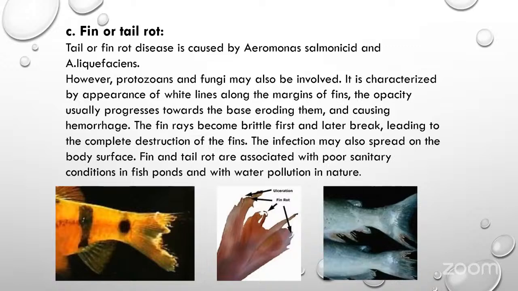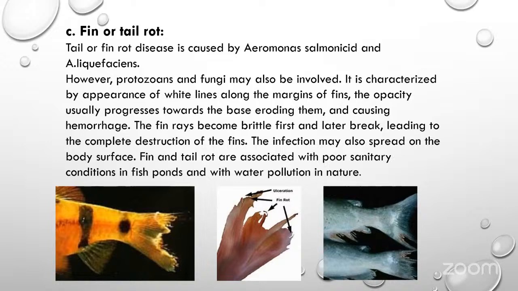The next disease is fin or tail rot. Tail or fin rot disease is caused by Aeromonas salmonicida and Aeromonas liquefaciens. However, protozoans and fungi may also be involved in this. It is characterized by appearance of white lines along the margins of fins.